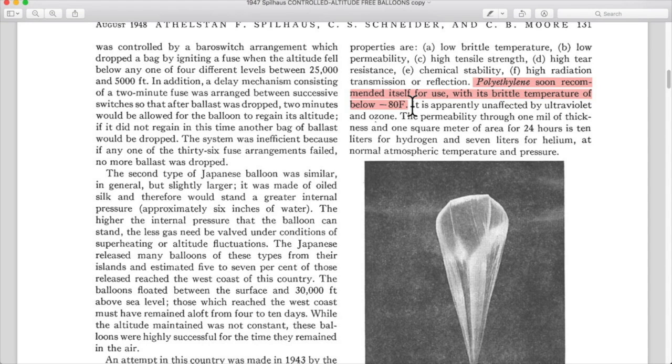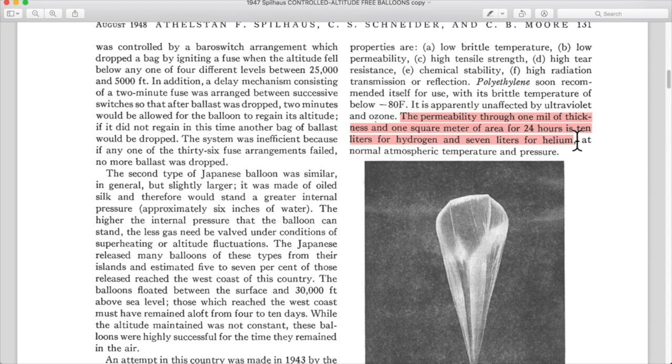Polyethylene is one of the lowest brittle temperature plastics available. Well, there are other special formulations that allow other types to get fairly low. Polyethylene just naturally has a very low brittle temperature. And their conclusion was it's apparently unaffected by ultraviolet and ozone. That's incorrect, but it's pretty darn good.